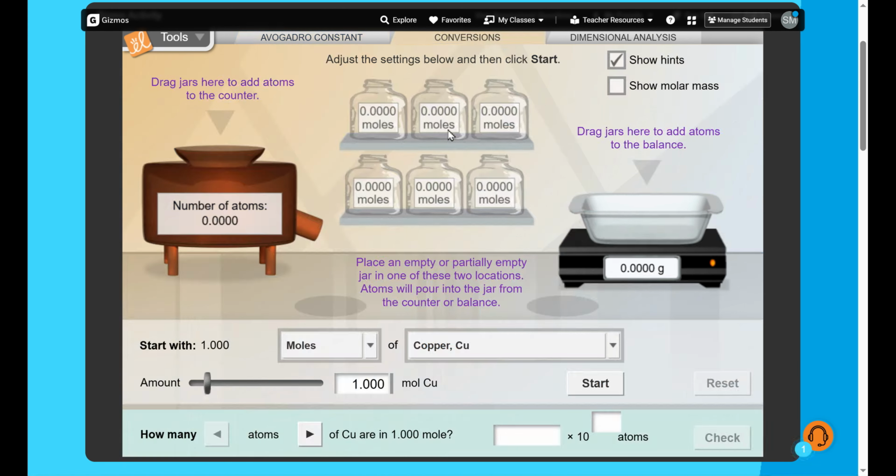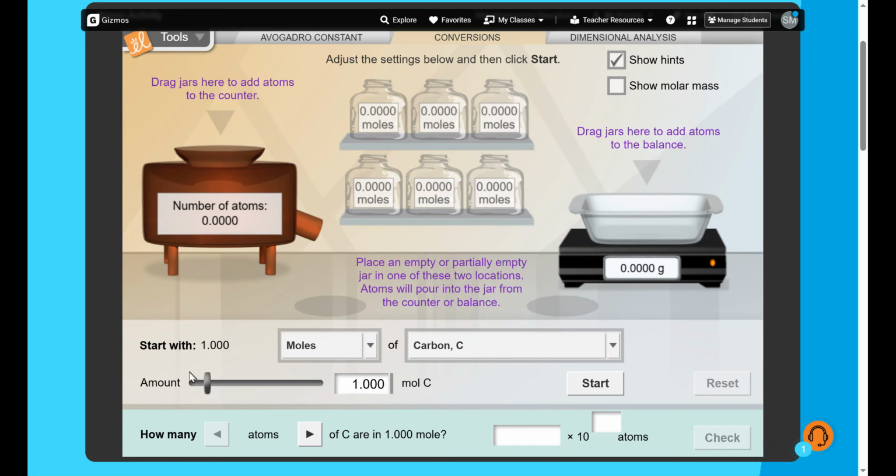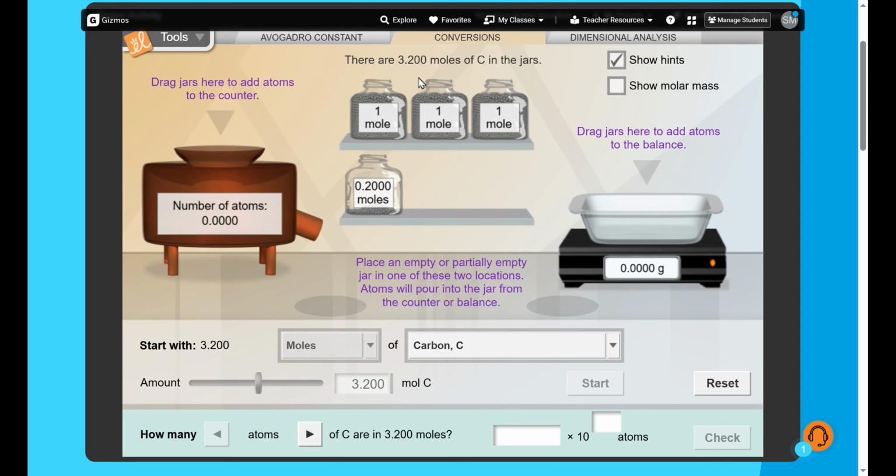If we look at the conversions tab, we can see we also have a variety of elements that we can choose. Once again, I'm going to choose carbon. Here you can use the slider to determine how many moles of carbon you want to work with. The default number is 1, but let's choose 3.2. We're going to click on the Start button here, and our shelves is now filled with 3.2 moles of carbon in the jar. We can drag each jar of carbon into this atom counter, and it tells us 1 mole is 6.022 times 10 to the 23 atoms of carbon.